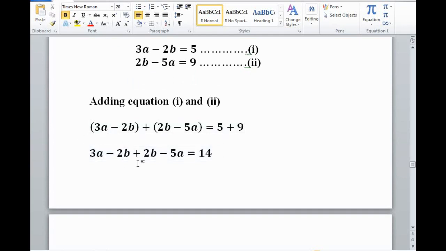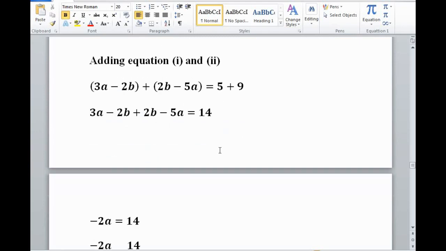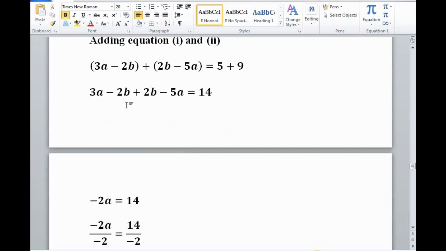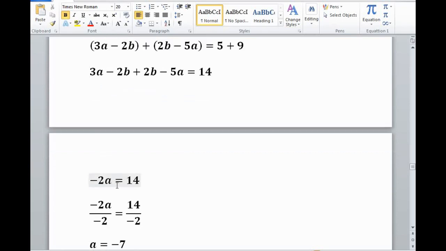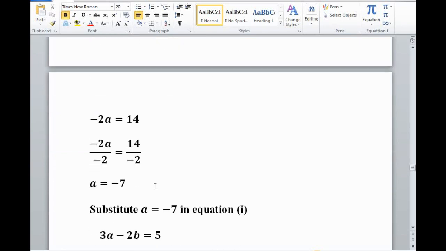positive 3a, negative 5a, (positive multiplied by negative gives negative). On the right side, 5 plus 9 will give us 14. Once again, we have positive 2b and negative 2b, so they will cancel out each other. So we have 3a minus 5a, which will give us negative 2a equals 14.